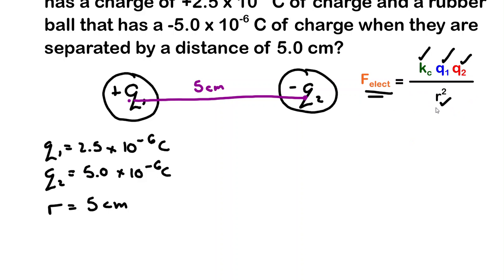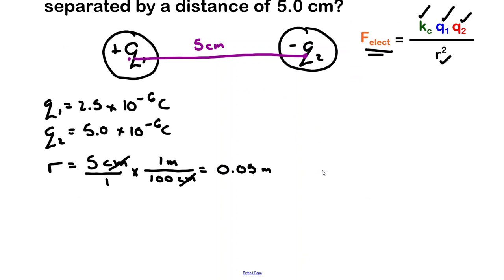But if we stop and think for a minute, you would realize that distance must be measured in meters. And they have given us our value in centimeters. So before I can solve this problem, I have to convert centimeters to the standard unit of distance in physics, which is meters. So I'm just using unit conversion, 100 centimeters in 1 meter. That cancels. So I end up with a distance between them of 0.05 meters. Okay, now it looks like I'm ready to solve.